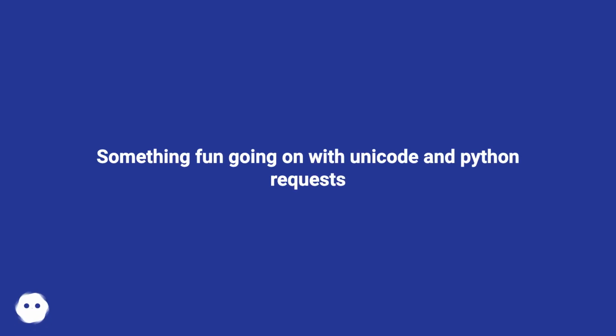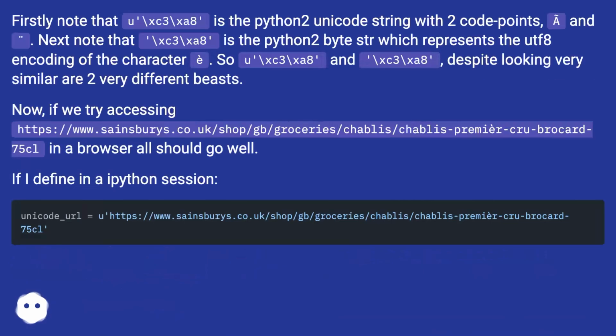Something fun going on with Unicode and Python requests. Firstly, note that u\xc3\xa8 is the Python 2 Unicode string with 2 code points. Next, note that \xc3\xa8 is the Python 2 byte str, which represents the UTF-8 encoding of the character.